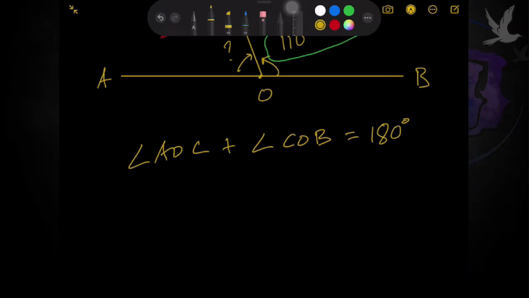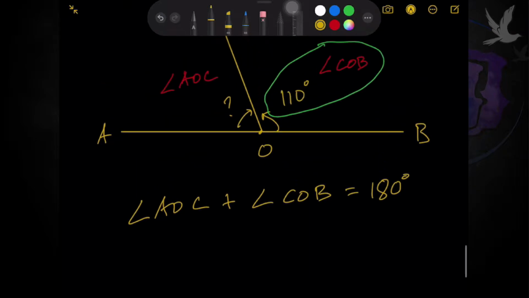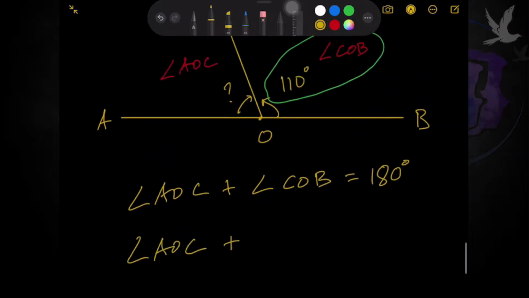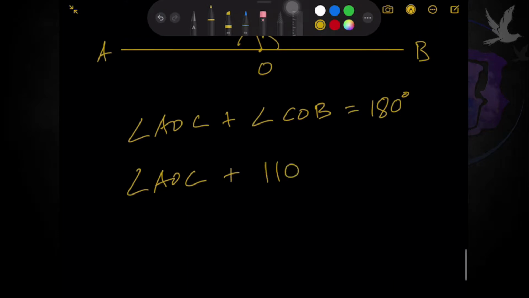Meron tayo ngayon. Angle AOC nyo is missing, but angle COB is given. So, we can now replace or substitute the value. Angle AOC and angle COB is 110 degrees, which is now equivalent to 180 degrees. What's the next step? We want to leave angle AOC, which means you want to remove 110 here.